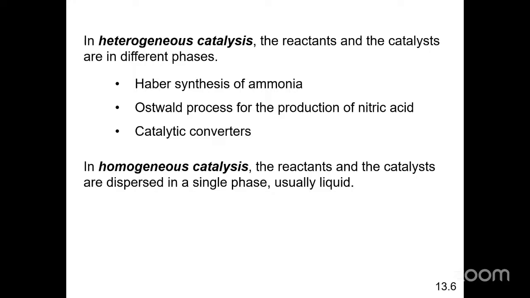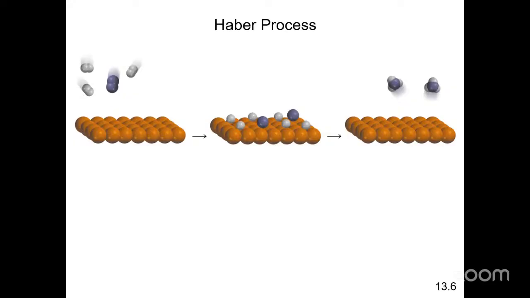And then you have homogeneous catalysis, where the reactants and the catalysts are in the same state, usually liquid. And usually there are two types of catalysis in this regard. You have acid catalysis and you have base catalysis. And we'll probably talk about these shortly. But going back to heterogeneous catalysis, what you are seeing here is a diagram which shows you what happens in the Haber process. The Haber process, as I said before, involves the formation of ammonia from nitrogen and hydrogen. So this is the reaction.